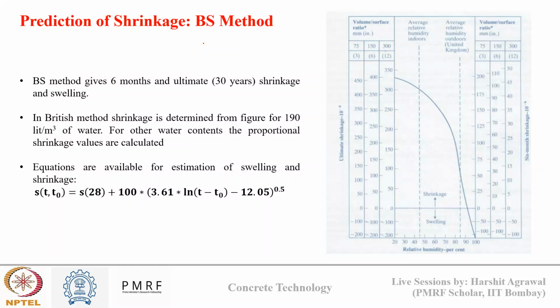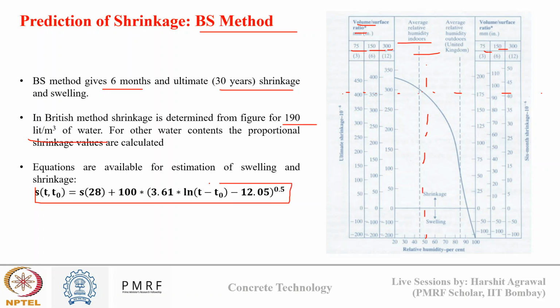And then again similar to creep, there is a BS method also, which predicts shrinkage after 6 months and 30 years. Okay, so you can see here, based on different volume to surface area ratios and average relative humidity, we can predict the shrinkage strain. So if I know the relative humidity, I can predict what my shrinkage strain will be after 6 months and after 30 years. Okay, this chart was developed for a water content of 190 liters per meter cube. For other water contents, they have given an equation that one can use to predict the shrinkage.